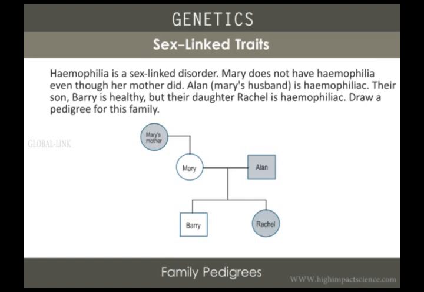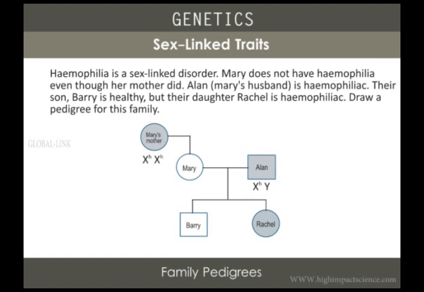We can now find out the genotype of Mary. Let's start with her mother. She's a woman, so XX. In order to be hemophiliac, she has to be homozygous for the condition, and so she has to be XhXh. Alan is a male, so XY. To be hemophiliac, he has to be XhY.